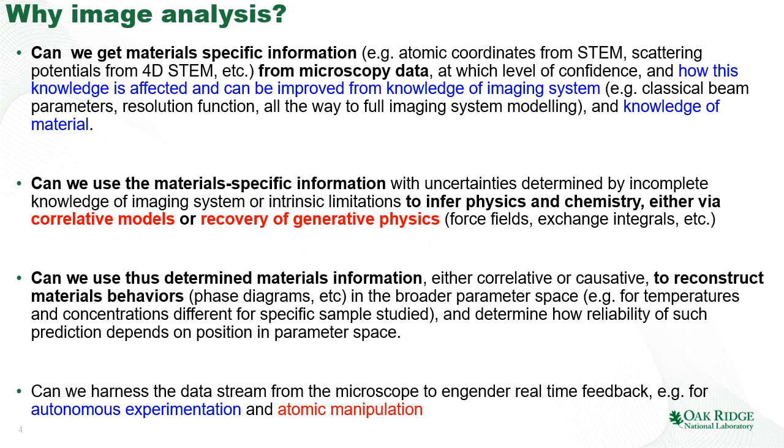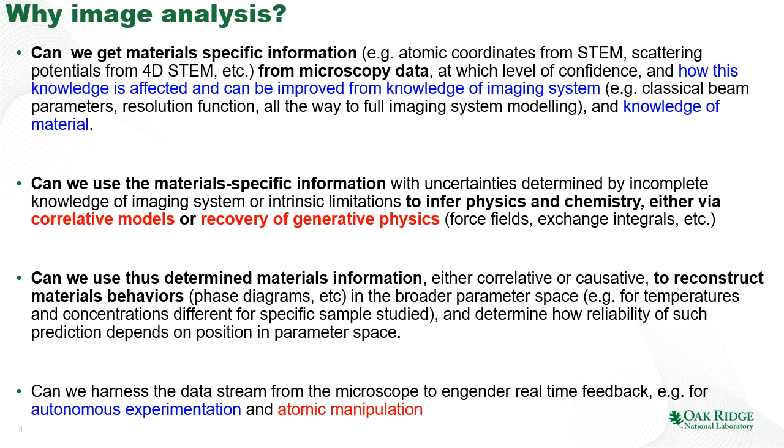For example, if we see where all the atoms in the image are, the question becomes, can we find the parameters that determine the interaction between those atoms? Or if we see the movie of the atoms moving in the electron microscope, can we somehow extract the force fields acting between these atoms? The third step is, of course, can we use this information, either correlative or causative, to reconstruct materials' behaviors, for example, phase diagrams and so on and so forth.